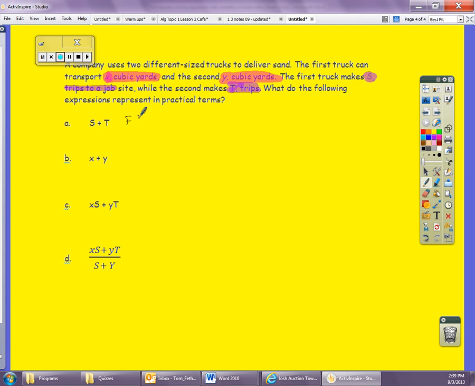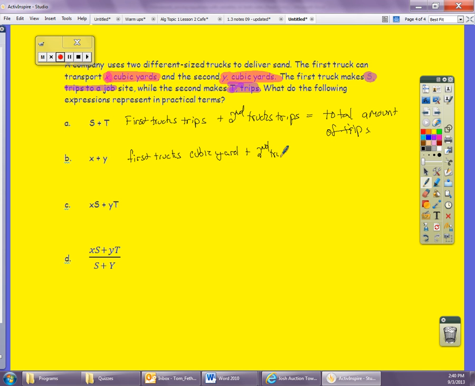So we have the first truck trips to the job. Alright, first truck trips plus the second truck trips, and that will give us our total amount of trips. And then x plus y, the first truck can transport x cubic yards, so this is the first truck's cubic yards plus second truck's cubic yards. And that will give us the total cubic yards brought to the job site, or transported to the job site.